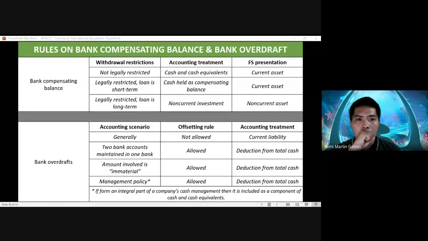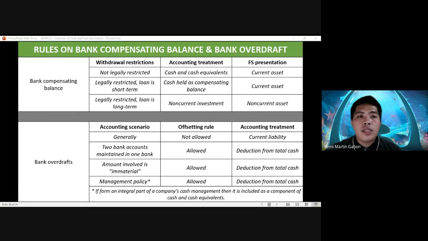Okay? Then doon ka na mag-proceed ng exemptions. Again, generally, offsetting a bank overdraft in the balance of cash is not allowed. Meaning, hindi pwedeng ihalo sa computation si bank overdraft. Kaya current liability siya.